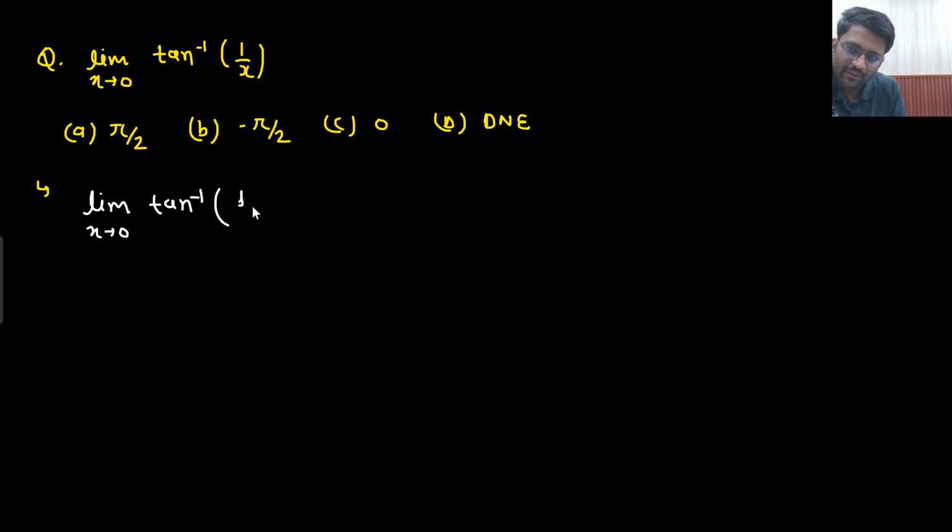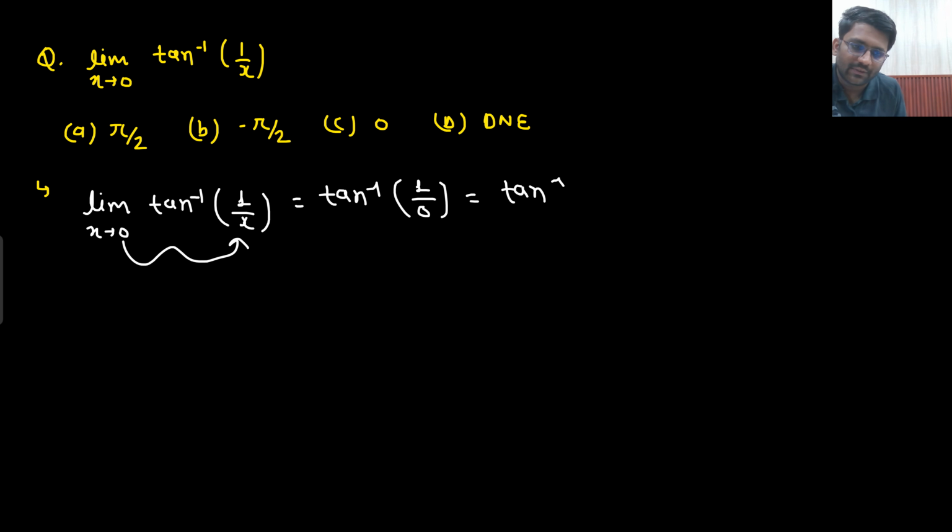tan inverse 1 by x. Sir, I will directly put this here. So tan inverse 1 by 0. Sir, what is 1 by 0? So that is infinity. Tan inverse infinity. And where do I get infinity, sir? That is at pi by 2, sir. Right? So sir, this option is correct. Wrong. Okay? Wrong.